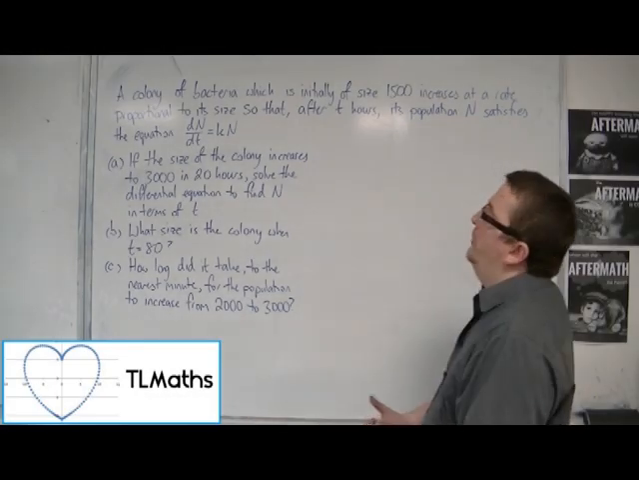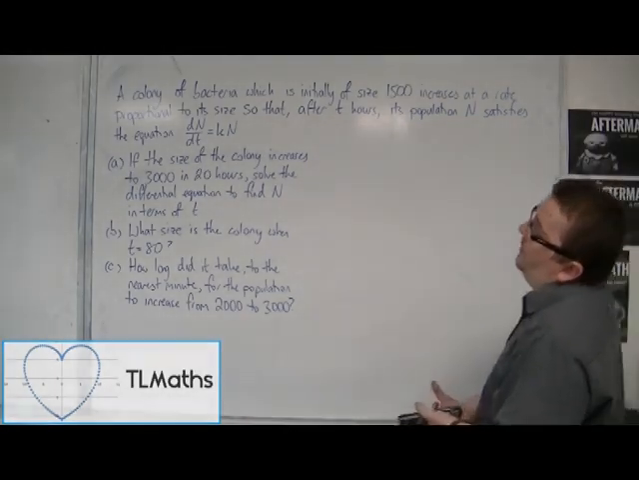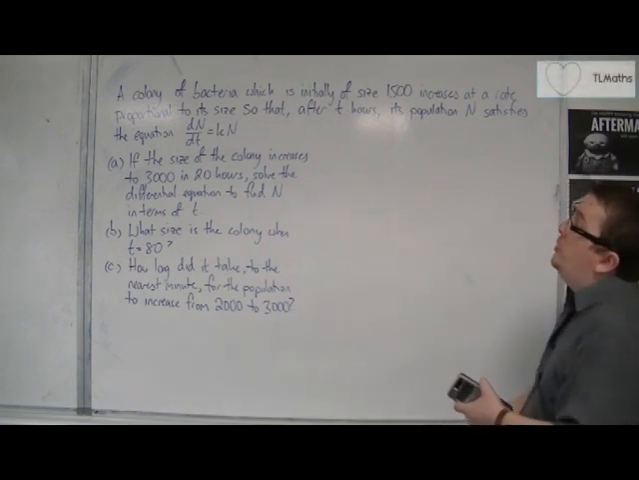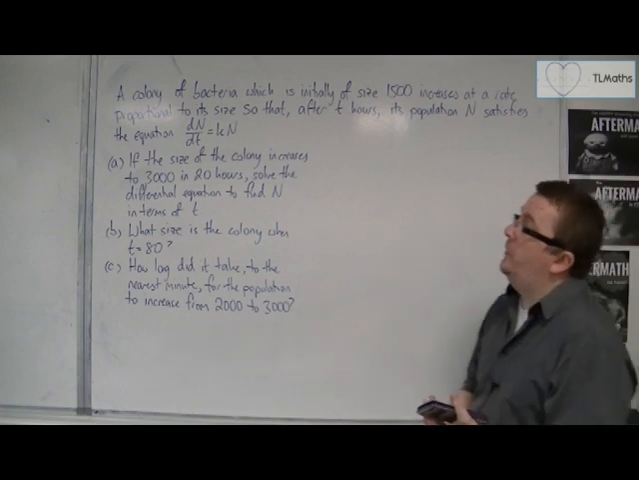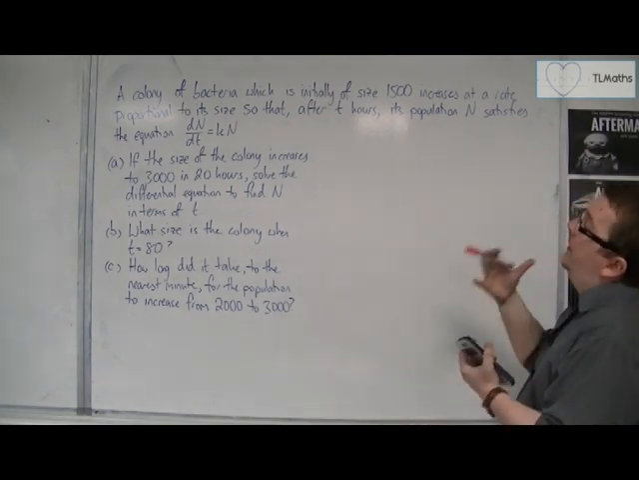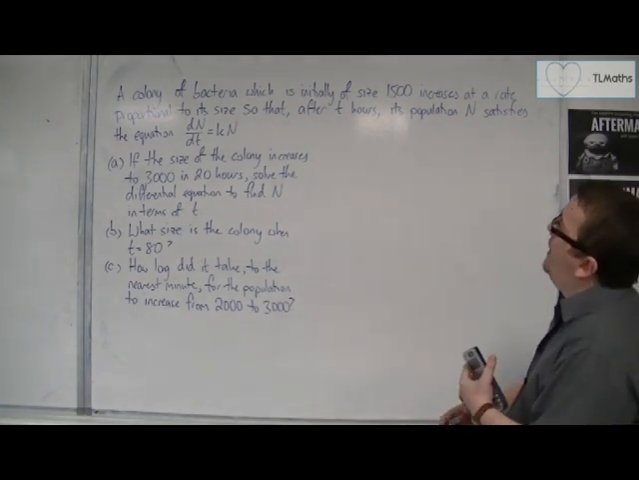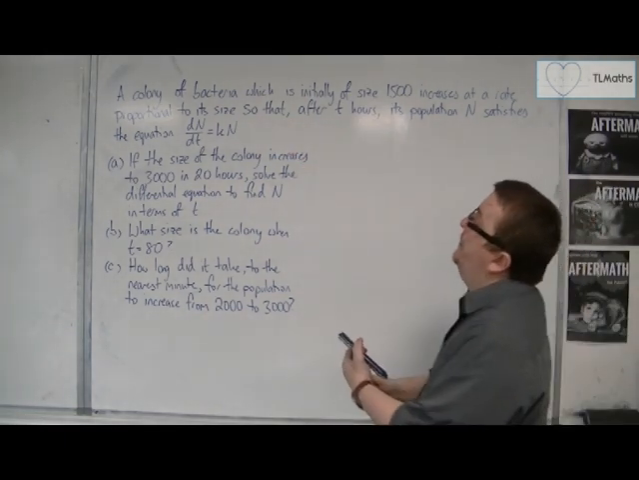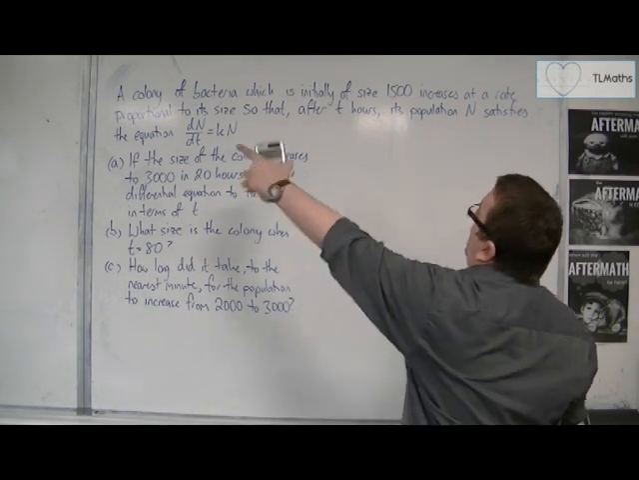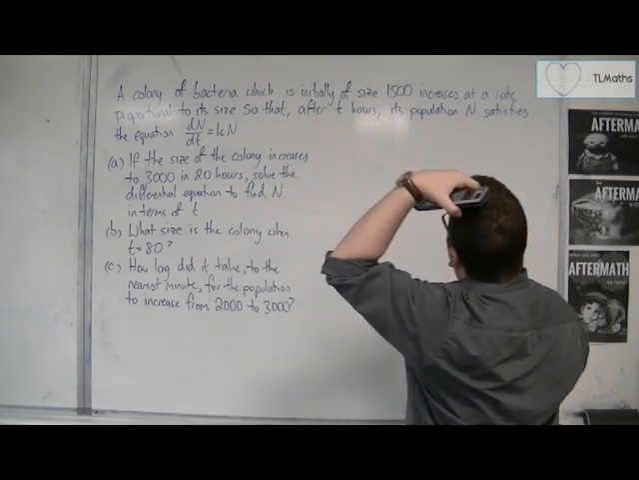Okay, so here we have a worded problem. A colony of bacteria which is initially of size 1500 increases at a rate proportional to its size, so that after t hours its population n satisfies the equation dn by dt is equal to kn. So what we've been told here is that initially the size is 1500.